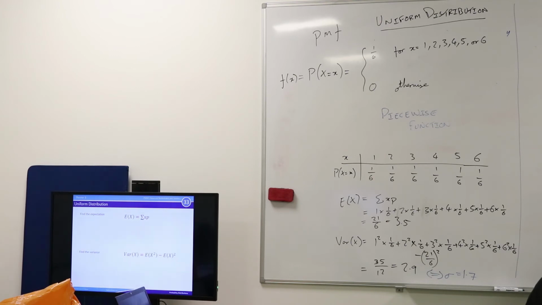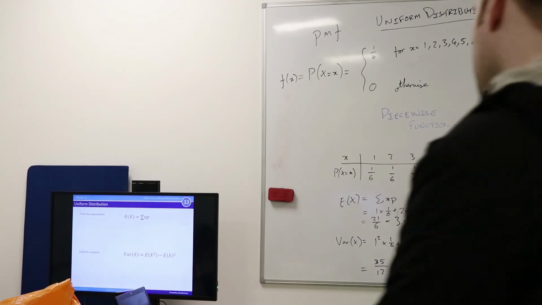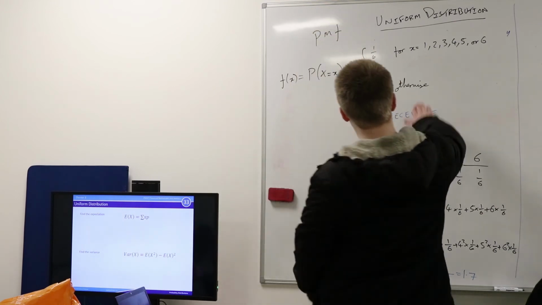So does that make sense, what a uniform distribution is? A uniform distribution is a situation where every outcome has an equal chance of happening. Otherwise, it's 0.